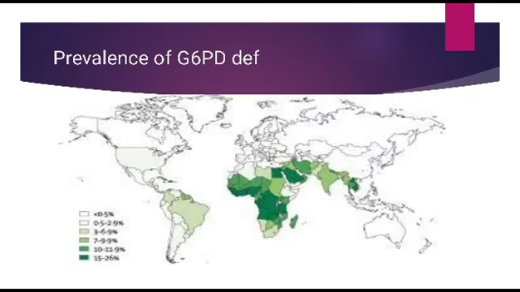This is the prevalence of G6PD around the world, and as you can see, mainly Africa and Asia are affected by the incidence of patients affected.